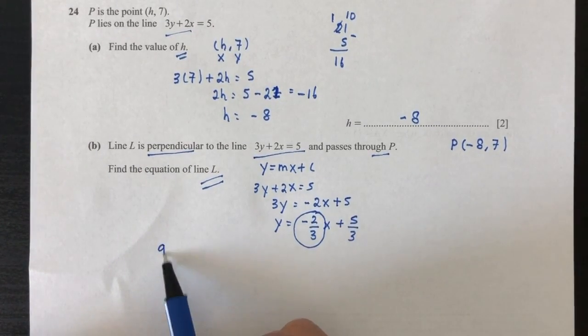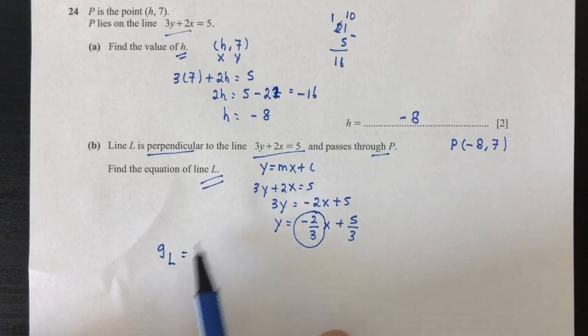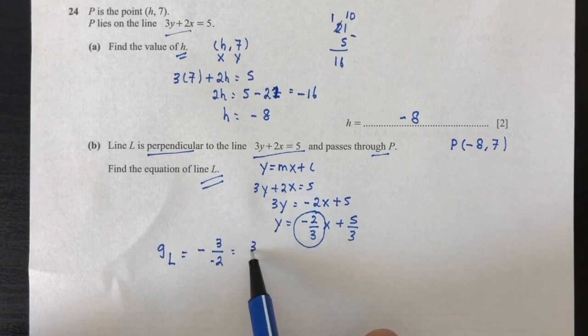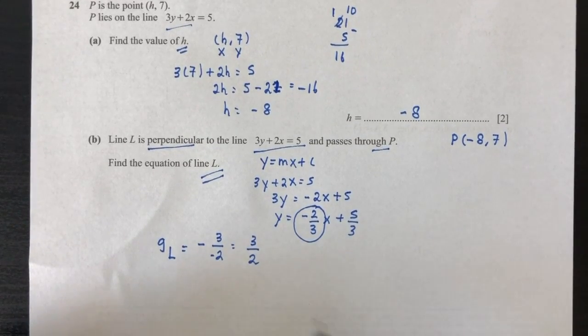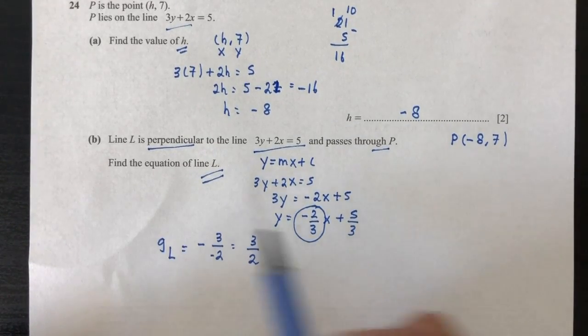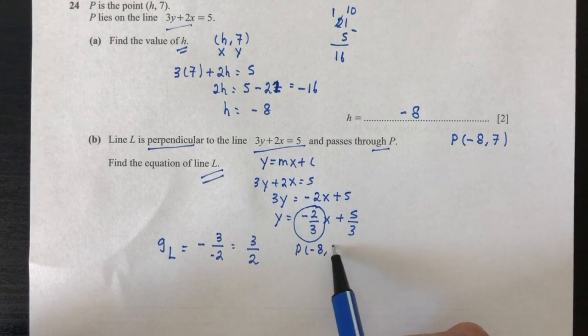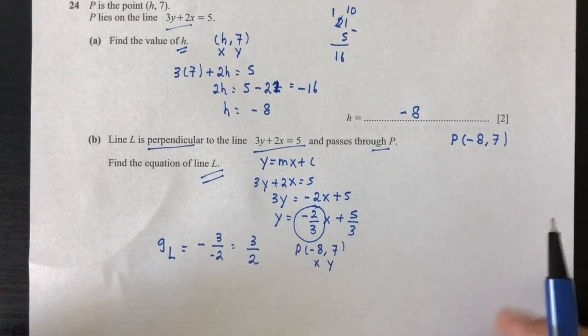And what is the gradient of the line L? Since it is perpendicular, it will be the negative reciprocal, that will be 3 over 2. That will be the gradient of the line L. So now let's find the equation. You know it passes through the point P. So P will be minus 8, 7. This is x and y.